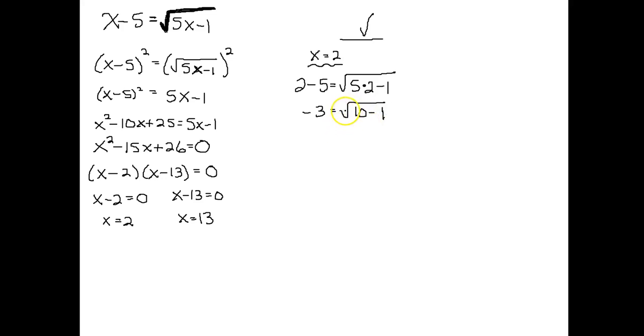There's no way for a positive square root to equal a negative number. Oh boy, positive square root of 9 is not going to equal negative 3. So I got to throw out x equals 2. That's not one of my solutions. Okay, what about x equals 13? Yeah, remember, extraneous, throw it out.